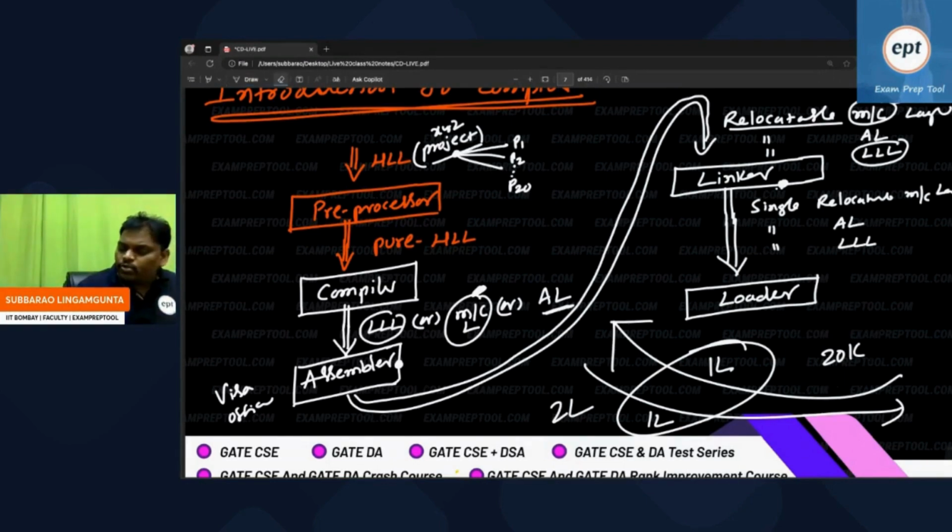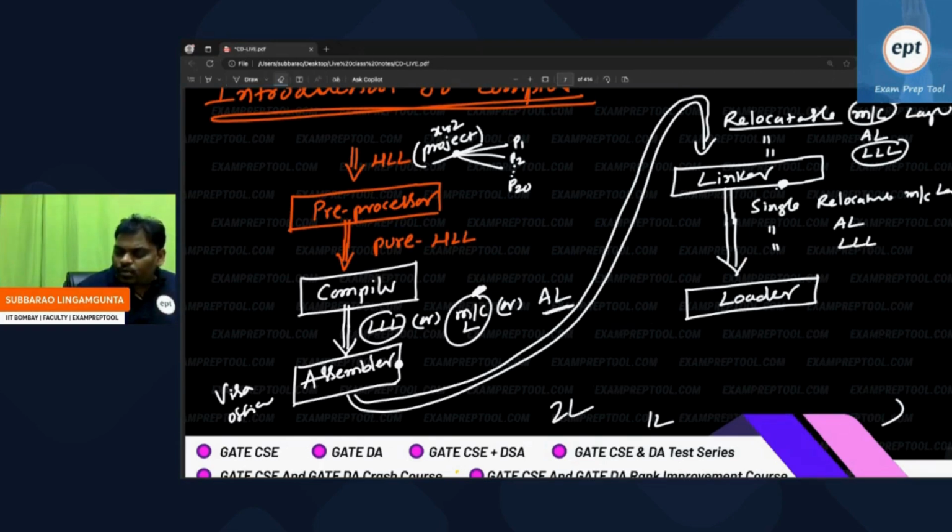Now it is the correct time to ask you, please help me. After linking is over, where is your program? Can anyone comment? After linking is over, where is your program? Please help me. Make it fast. After linking is over, where is your program? Still in the hard disk. We are making it ready. No, still in the hard disk only.